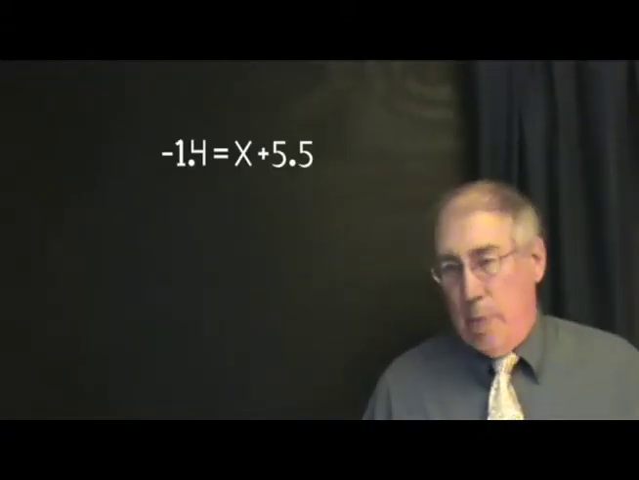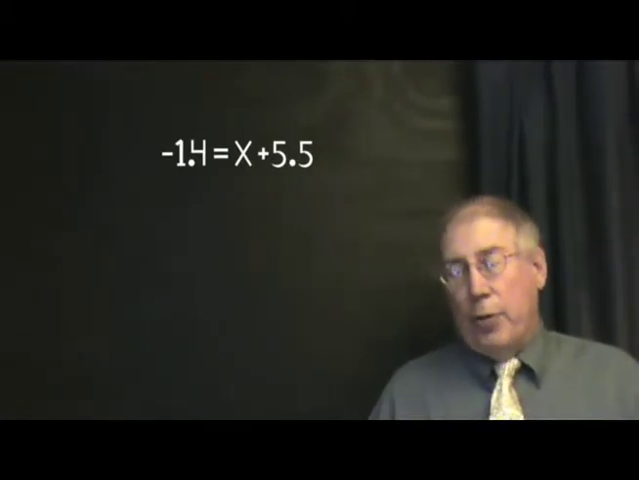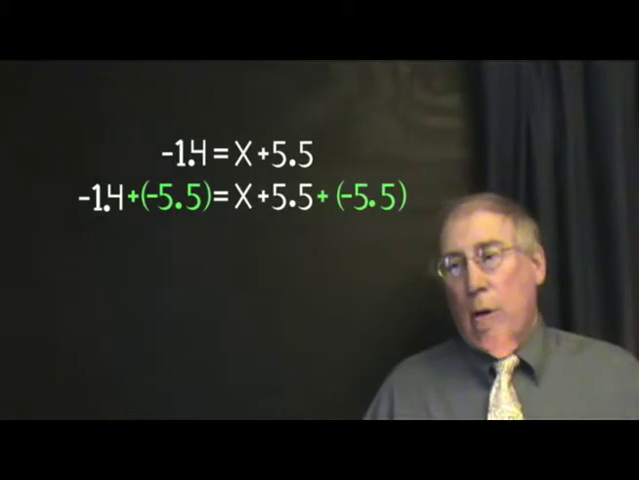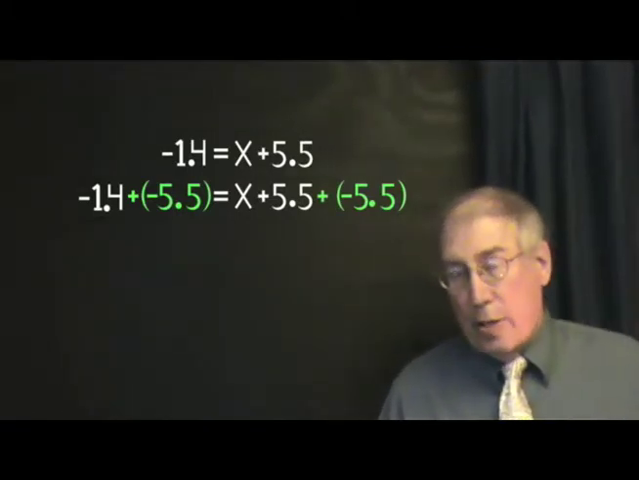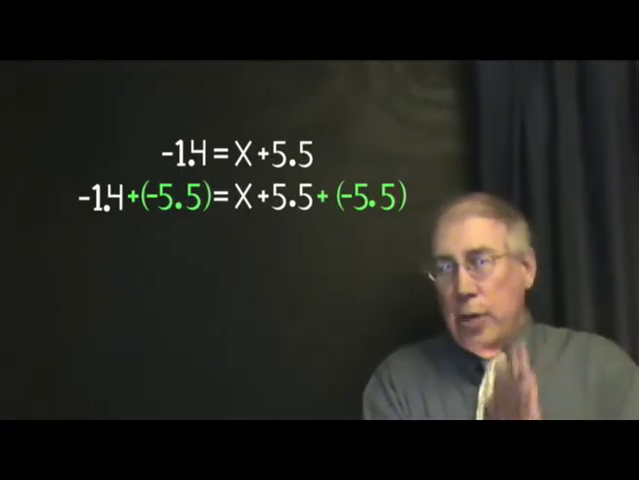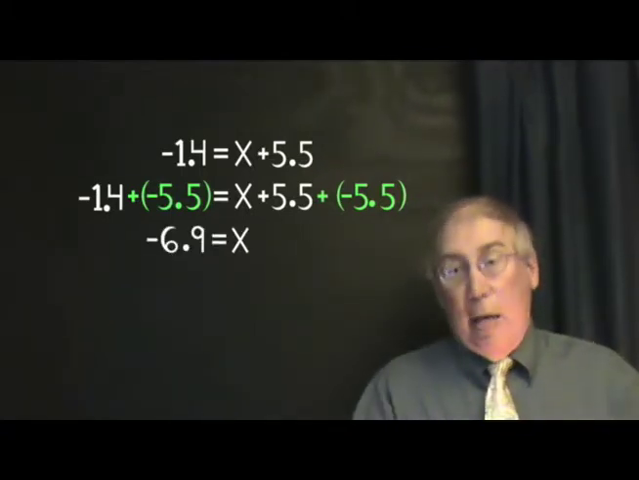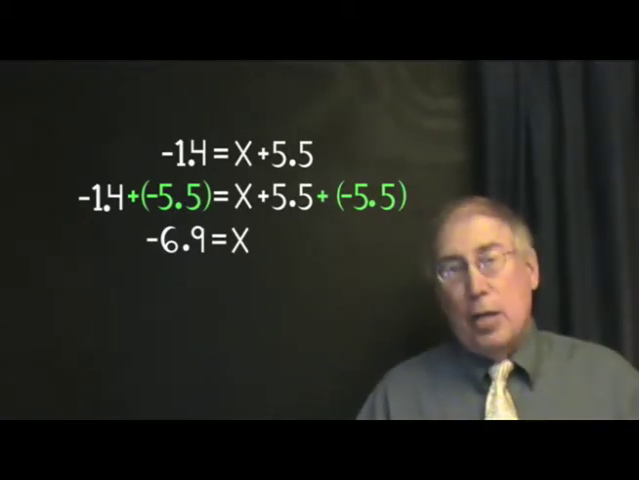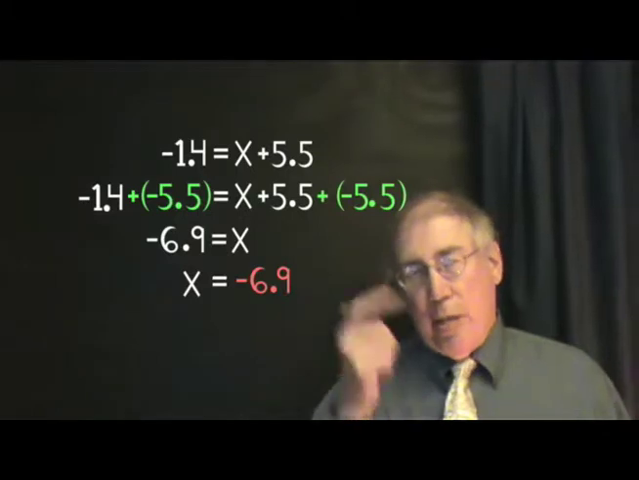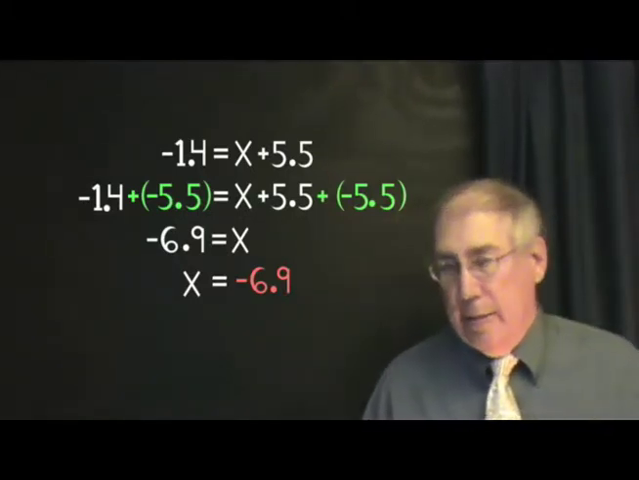Oh, here we have a decimal. Let's get rid of the 5.5 on the right-hand side. So we're going to add a negative 5.5 to both sides, and so we get x on the right-hand side. On the left-hand side, we're adding two negatives together, so be sure to keep the decimal point lined up, and we'll just get negative 6.9. And remember, you can switch the x around. So x equals negative 6.9.